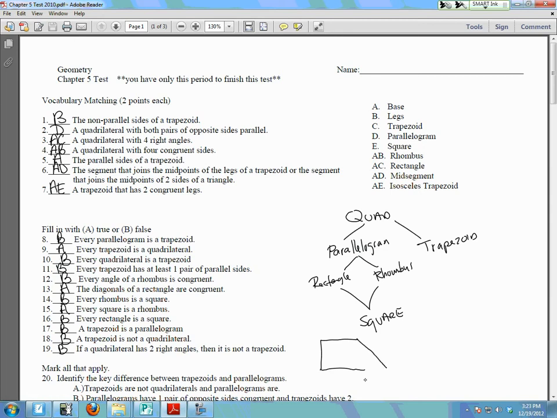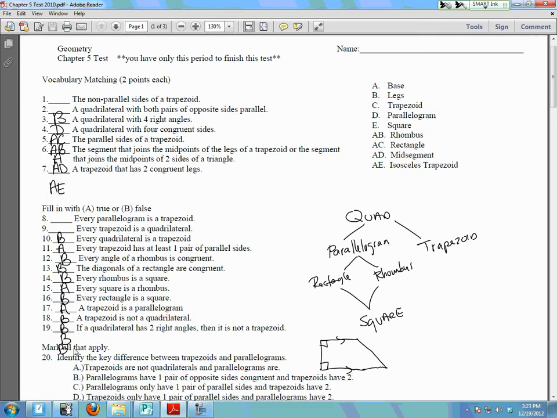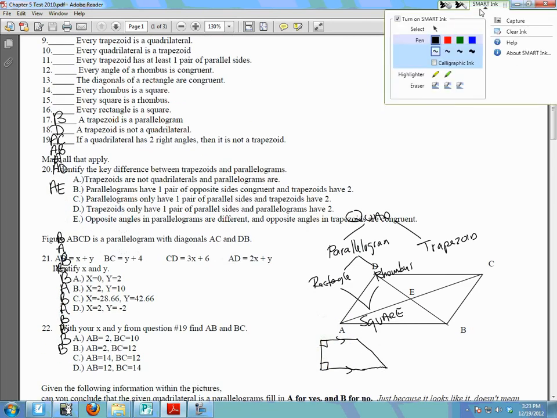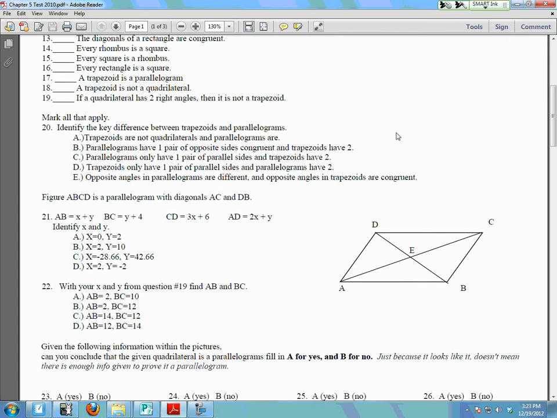It might look something like that, where that's a right angle, that's a right angle. Here are your parallel sides. That would be a trapezoid, and it has two right angles, so that's why this is false. Going down to number 20, it says identify the key difference between trapezoids and parallelograms. The key difference is that trapezoids only have one pair of parallel sides and parallelograms have two, so it should be option D.